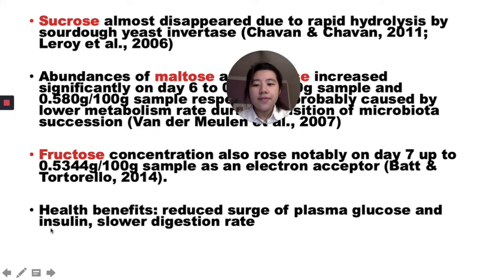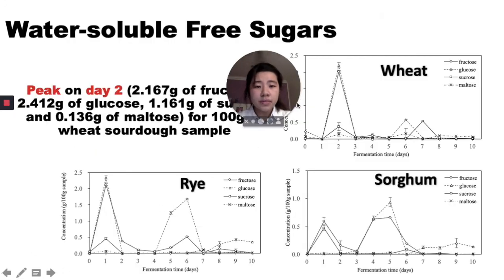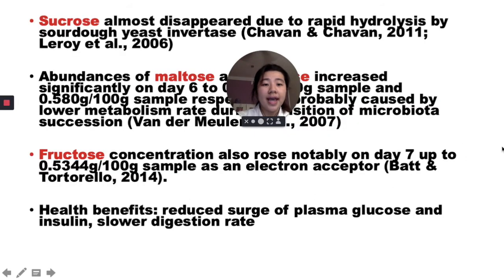As you can see from all the graphs, all the sugars will have low values towards the end of the fermentation. That's why the addition of sourdough into bread has many benefits. For example, it can reduce the surge of plasma glucose and insulin when it's being consumed. It is also healthy because it has a slower digestion rate, which means you will not get hungry as fast as when you take a piece of usual bread.